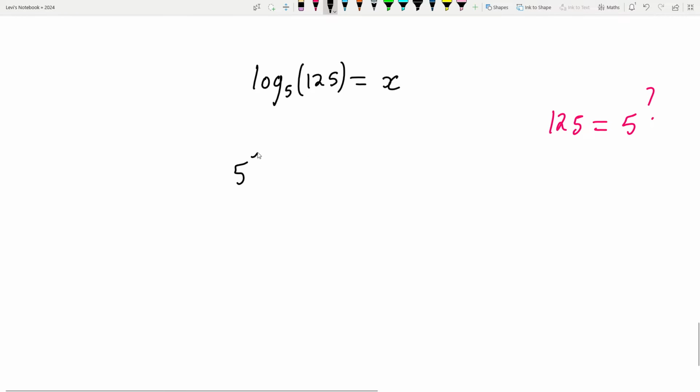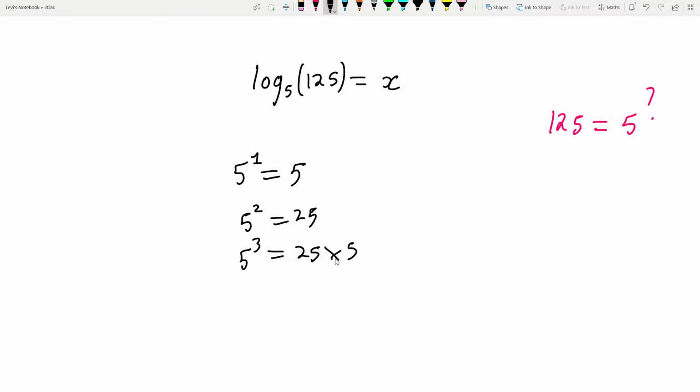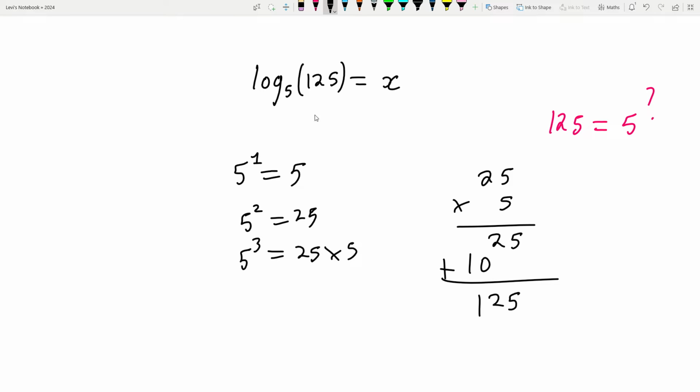So 5 to the power of 1 is 5. 5 to the power of 2 is 25. But when you get 5 to the power of 3, that's 25 times 5. If I'm not mistaken, that should be 125, but if you aren't sure, you can double check using multiplication. 5 times 5 gives you 25, and then 2 times 5 gives you 10, and then you add them together, so you get 125. So that means you can represent 125 as 5 to the power of 3.